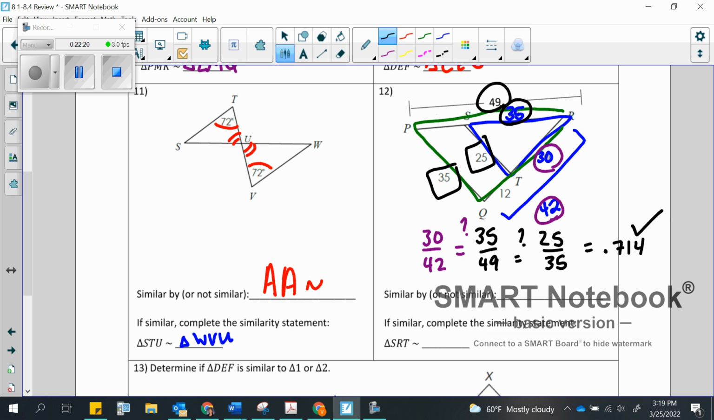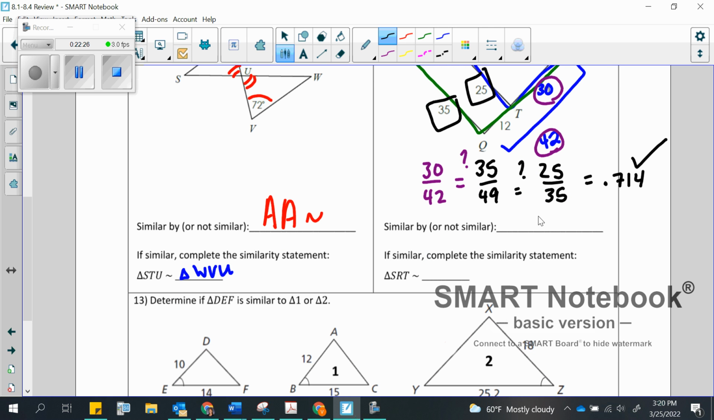So since all three of them, if it wasn't all three of them, it wouldn't work. That means all three of these sides are proportional. So this triangle is similar by side-side-side similarity. And the similarity statement, and you can check yourself, would be PRQ.